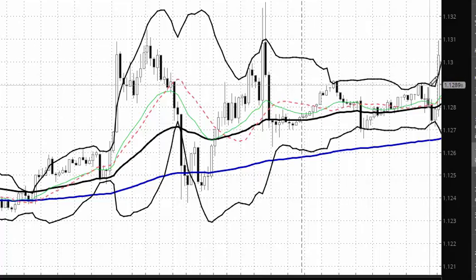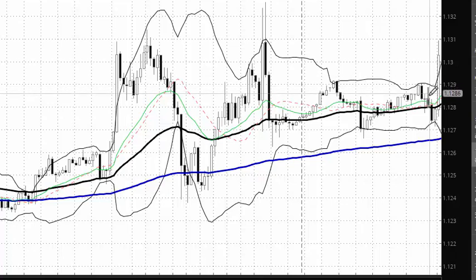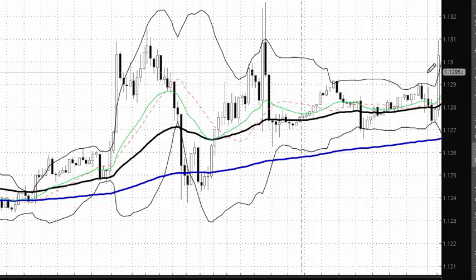Here is 6 pips and 86. Let's see here. 1296. So there's 10 pips, okay? A little bit below the channel. So there's our 10 pip stop, which means if we entered here, we're going to need 30 pips, okay?